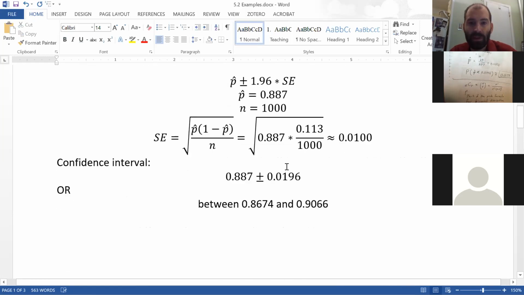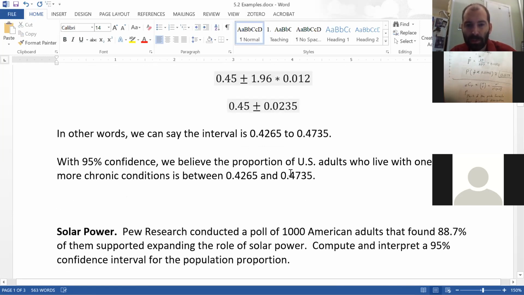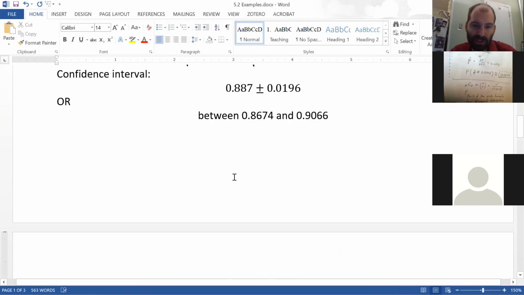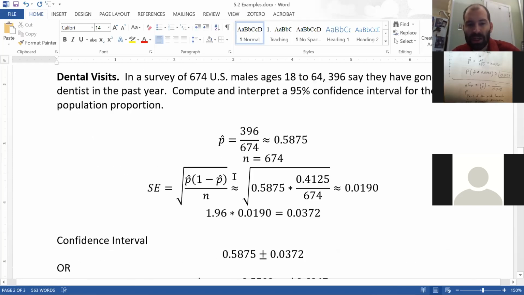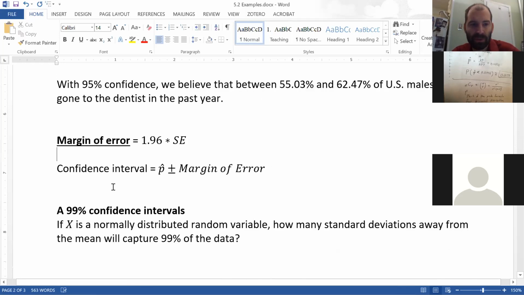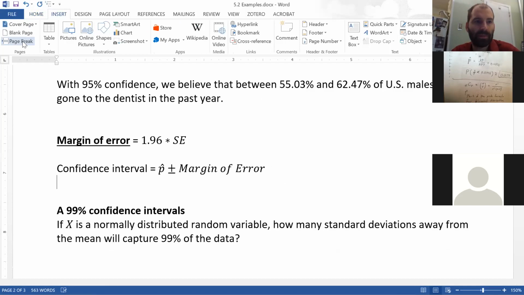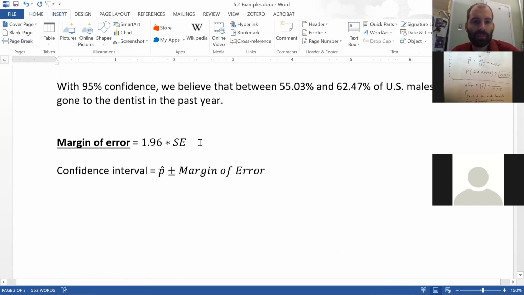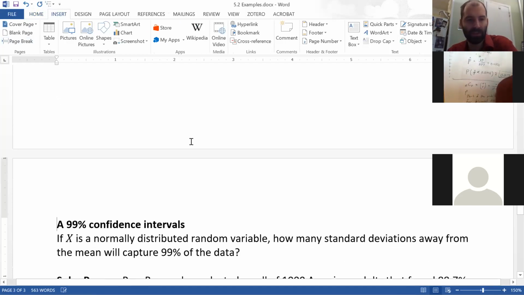Okay. Notice sometimes I answered these questions in terms of proportions, sometimes in terms of percentages. That just depends on what's being asked. So you should be able to do it both ways. By the way, I'll save this document when I'm done and I'll post it in the course materials if you want to reference it.